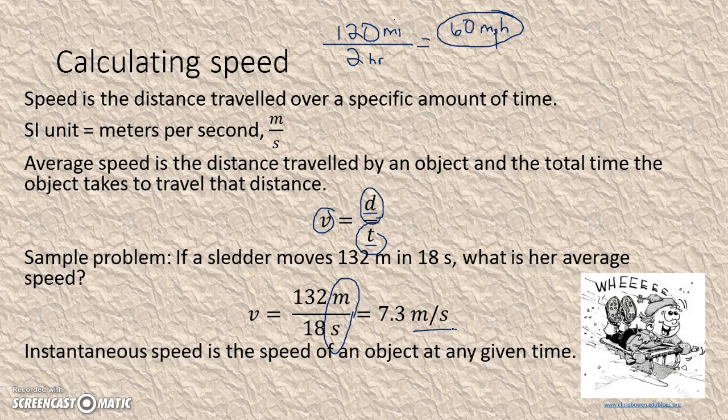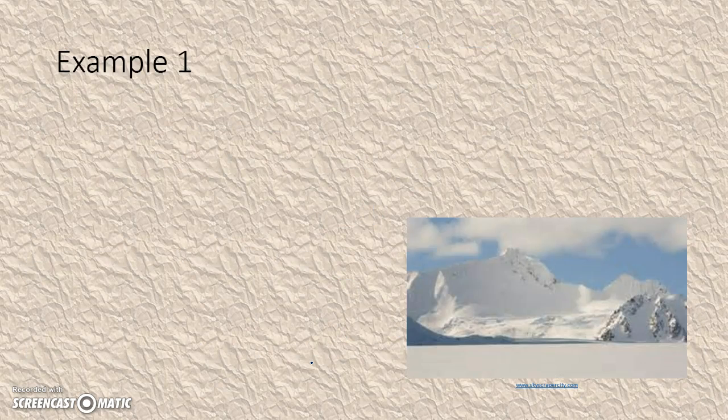All right, and then instantaneous speed, I told you earlier, was the speed of the object at any given time. So this would be the average speed of the sledder. You could find the instantaneous speed by using a radar gun or whatever. Okay, moving on. Let's do another example.